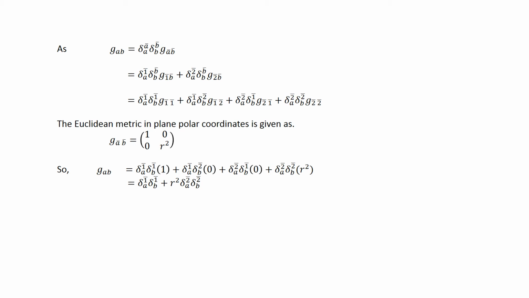Simplifying the second and third terms, multiplying with 0 becomes 0. So we remain with the first term in the equation and the fourth term in the equation. The first term becomes delta 1 bar A delta 1 bar B plus r square delta 2 bar A delta 2 bar B. This is our general formula for the solution of this problem, or this question which is given to us here.